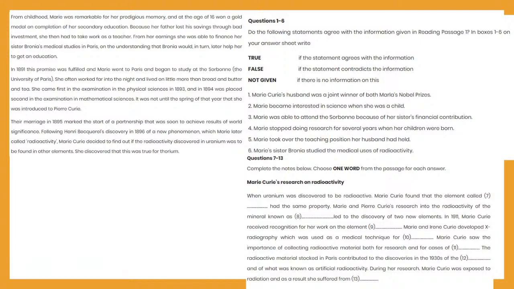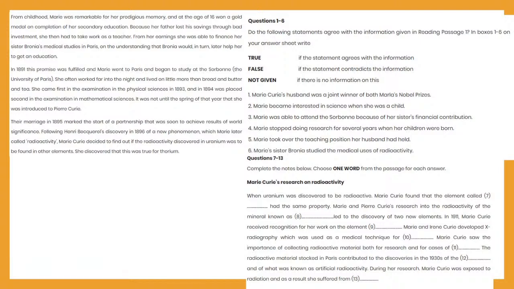So let's see. I hope you are able to see this. Okay, let's see. From childhood, Marie was remarkable for her prodigious memory, and at the age of 16, won a gold medal on completion of her secondary education. Because her father lost his savings through bad investment, she then had to take work as a teacher. From her earnings, she was able to finance her sister Bronia's medical studies in Paris, on the understanding that Bronia would in turn later help her to get an education.